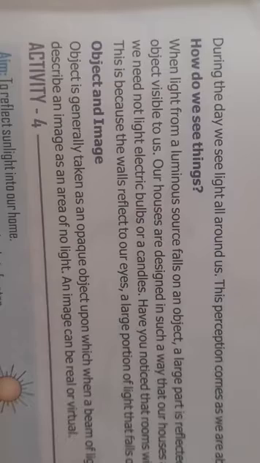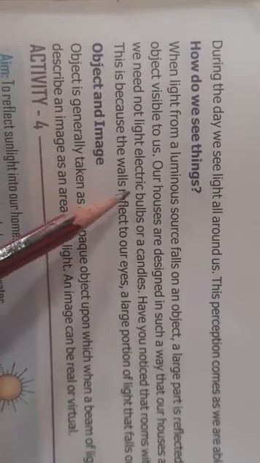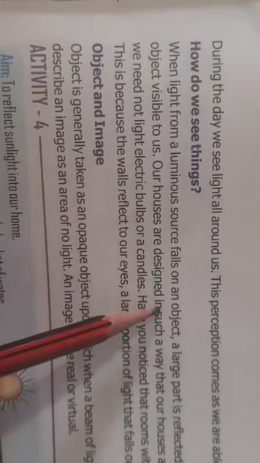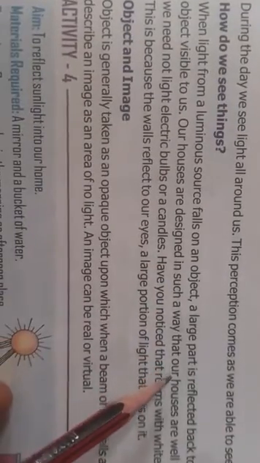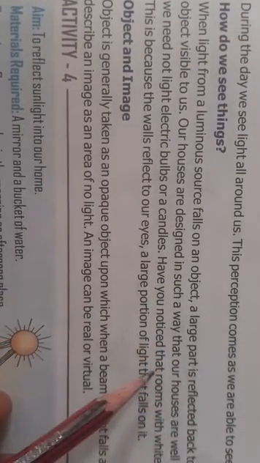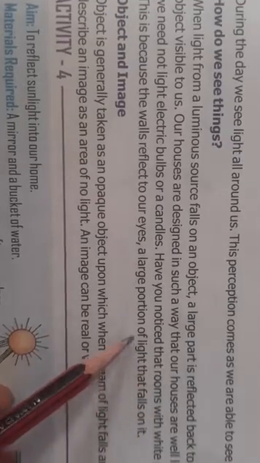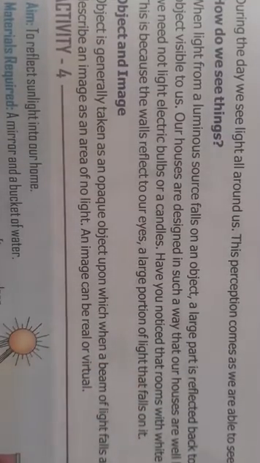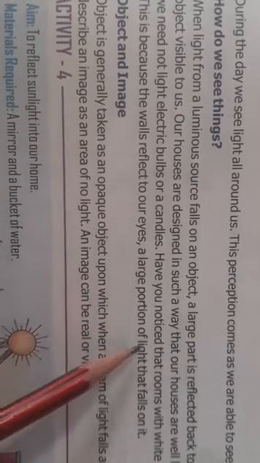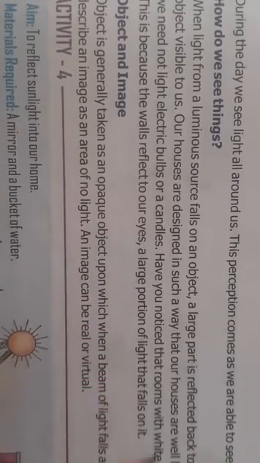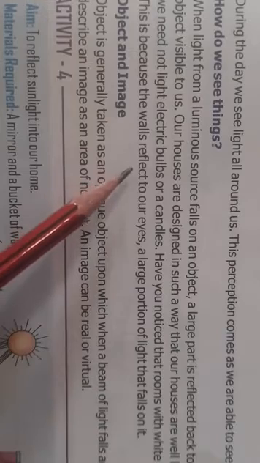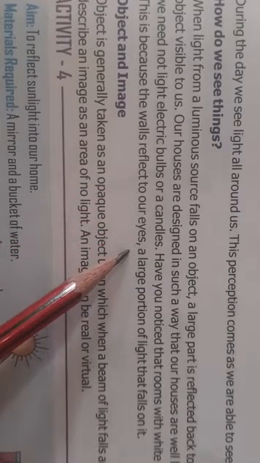Now, during the day we see light all around us. This perception comes as we are able to see things around us. We'll see how we see things. When light from any luminous source falls on an object, a very large part of it is reflected back to our eyes, and this is how we can see a particular object. Our houses are always designed in such a way that they are well lighted during the day, and we do not need lights, bulbs or candles.